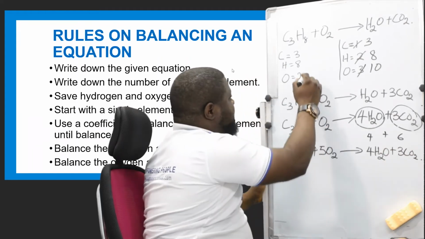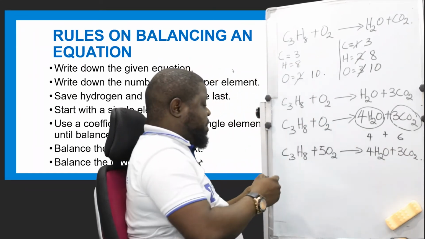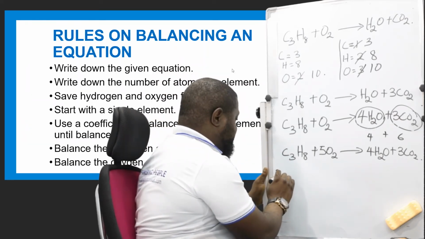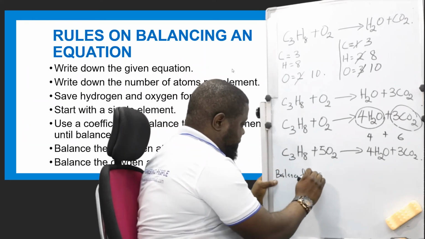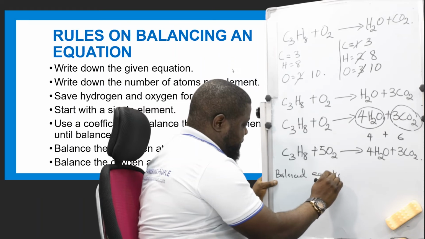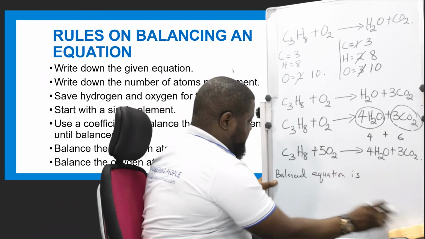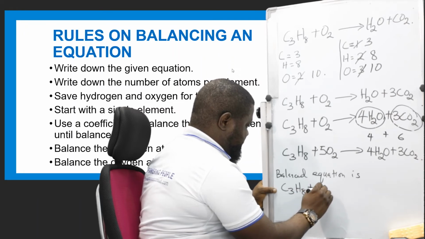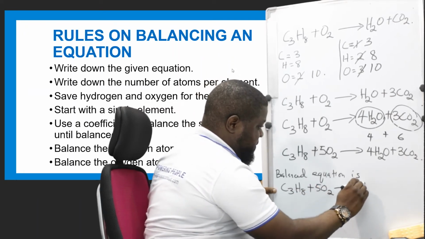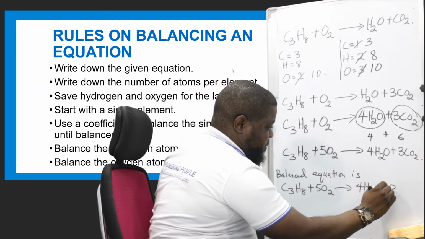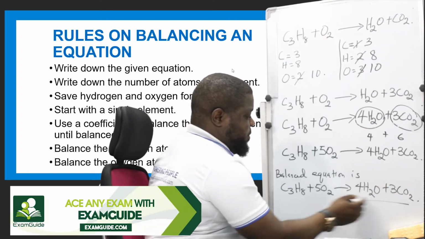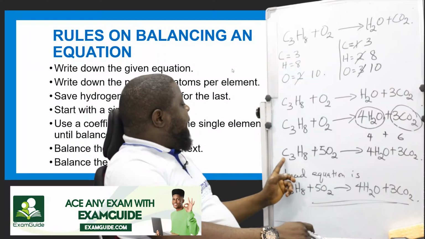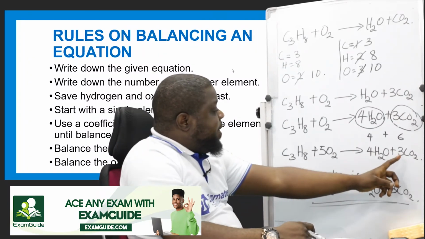So if you check, now the balanced equation is... this is the balanced equation. Why? Because if you check, carbon is 3 here, and carbon is 3 here.